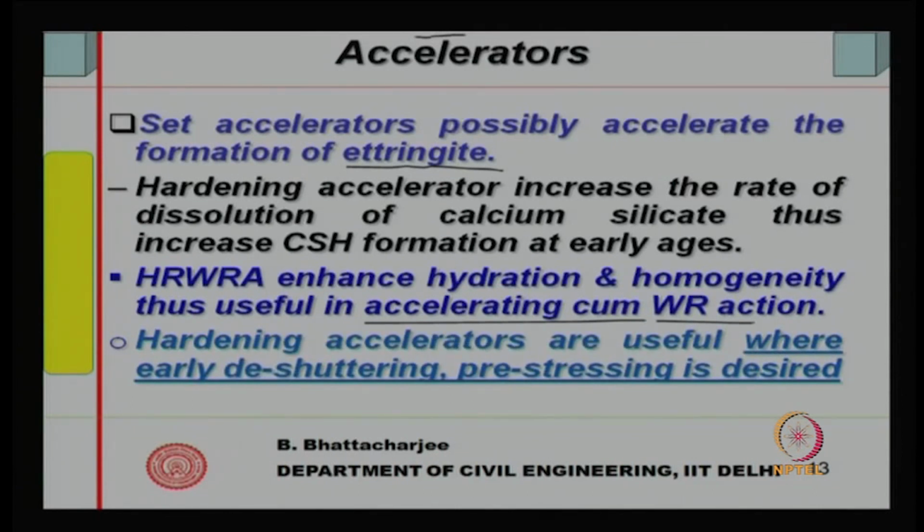Well, it will be useful where we want early deshuttering and pre-stressing is required. So, if you want to do pre-stressing or remove the mold early, there should be sufficient strength gain, and only then should you do pre-stressing or remove the mold. So, hardening admixtures, accelerators, are useful where early deshuttering and pre-stressing are desired.